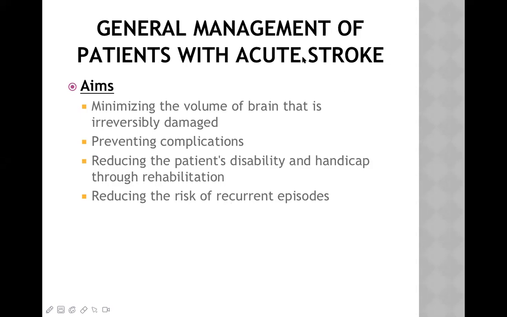Now with this, let's talk about how to manage a case of stroke, or what are the general management of patient with acute stroke. So these are the aims of management, or you can also call it goals of treatment. We want to minimize the volume of the brain that is irreversibly damaged.